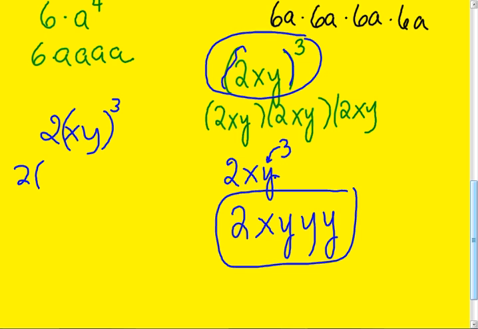2, and then how many xy's do I have? 3. Notice how I use parentheses. Then you can see it a little bit better. And let's simplify that, because we can.